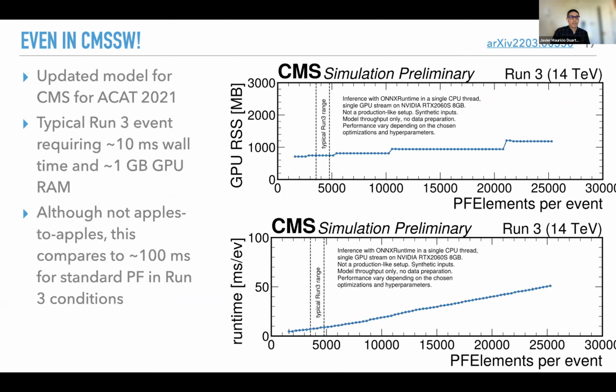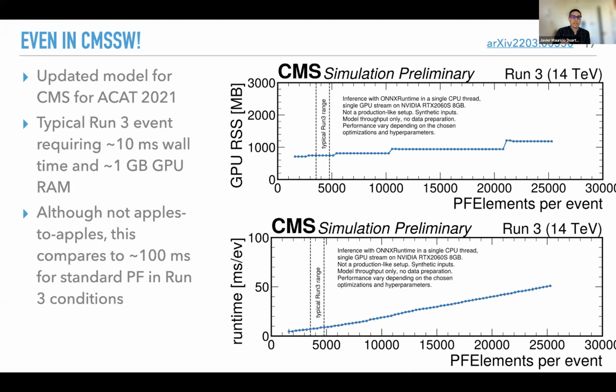And actually we have updated results using actual CMS simulation, and this was shown at ACAT 2021. This is an updated model with more realistic inputs, which is from CMS. Here you can see, going toward the question from Paulo about the memory usage, that for this GNN we have the memory usage on the GPU, as well as the runtime, so the inference time per event.